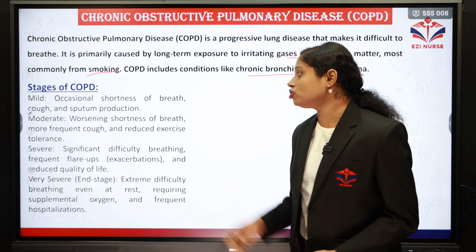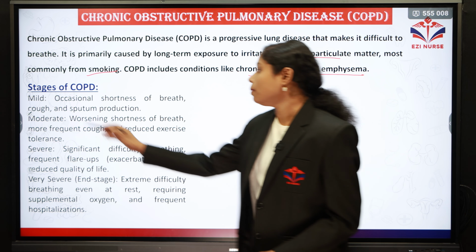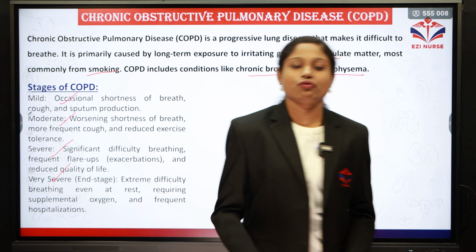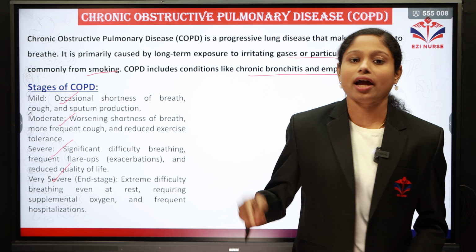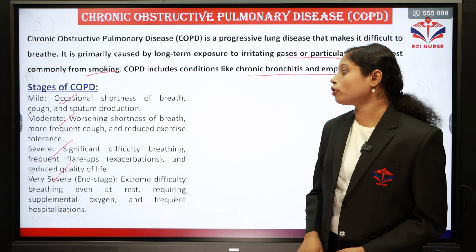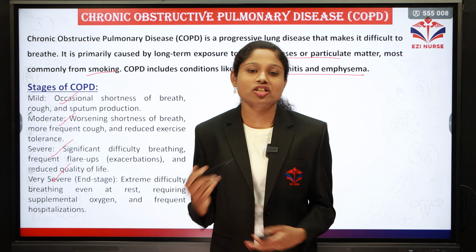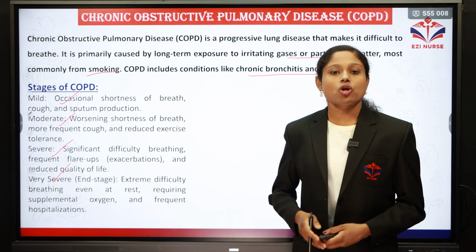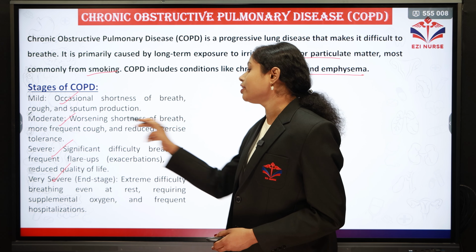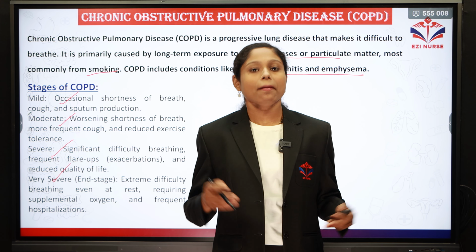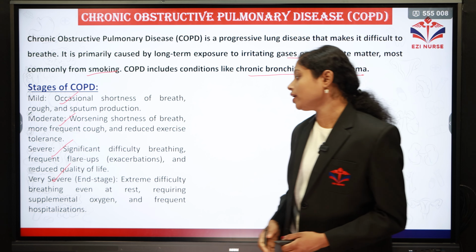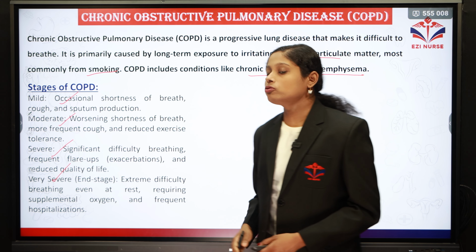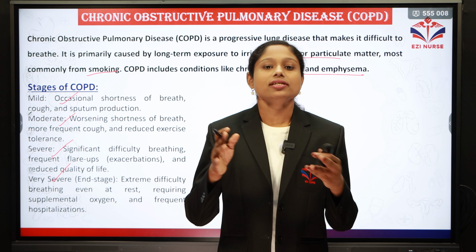So now let's see the stages of COPD. What are the main stages? Mild, moderate, severe and very severe. So 4 categories. Mild means shortness of breath, cough and sputum production occur only occasionally or rarely. In moderate, there will be worsening shortness of breath, more frequent cough and reduced exercise tolerance. Now coming to severe, what will be there? Significant difficulty breathing, frequent flare-ups and reduced quality of life. So that is the severe condition.